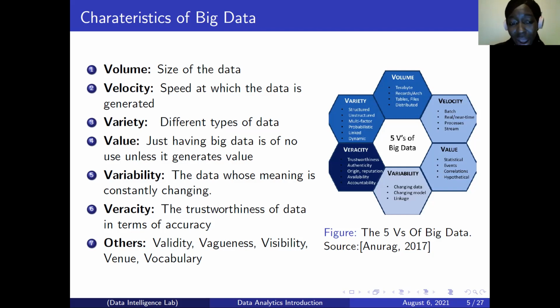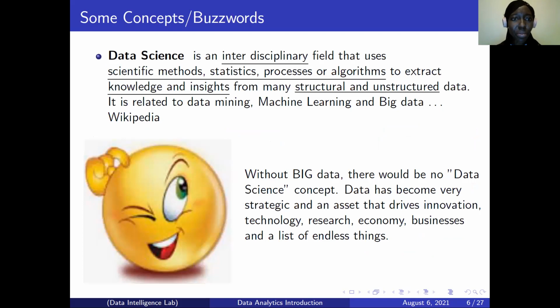Then looking at the accuracy of data, that's the validity. Then also, data can be vague, right? Big data can be vague. So vagueness, visibility, then the location of the data. All of this keeps growing, but these are various V's for classifying or characterizing big data.